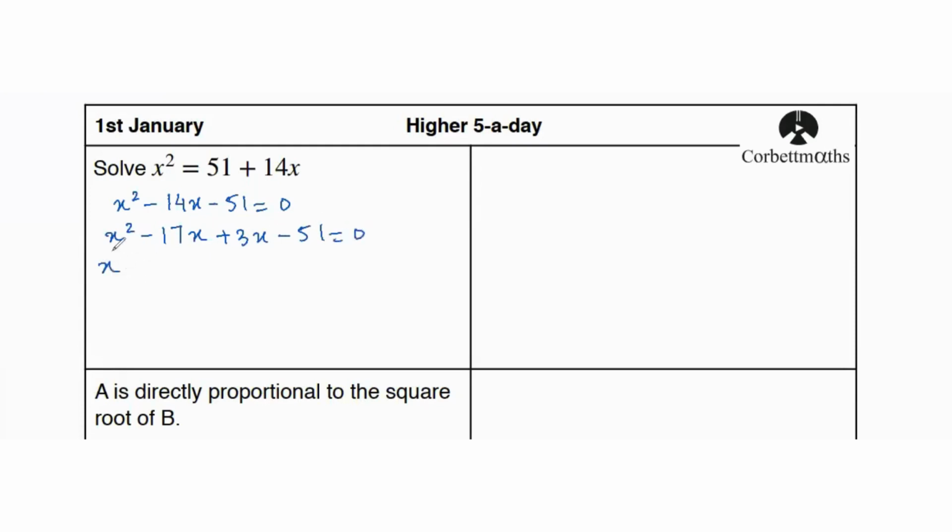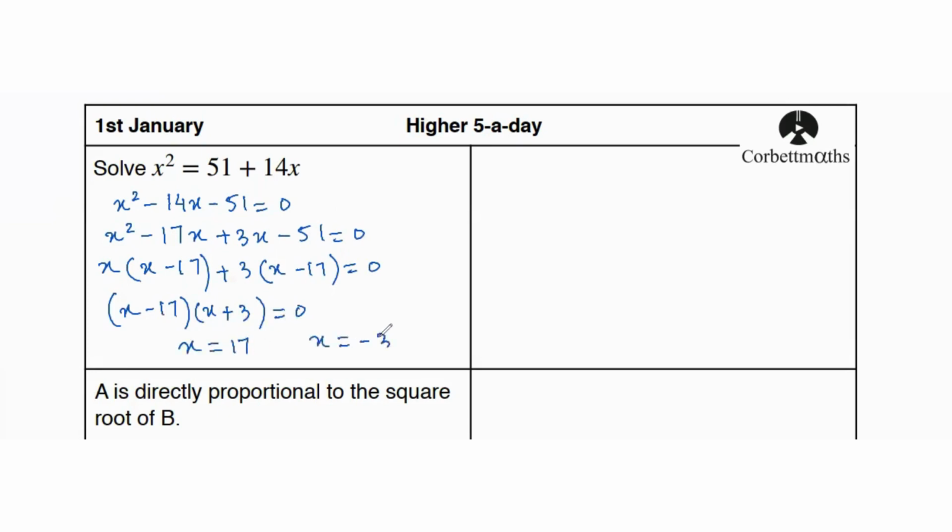So now we factorize it. We factorize the first two terms separately and the last two terms separately. So x times x minus 17 plus 3 times x minus 17. x minus 17 times x plus 3. So one value of x is 17 and the other is negative 3.